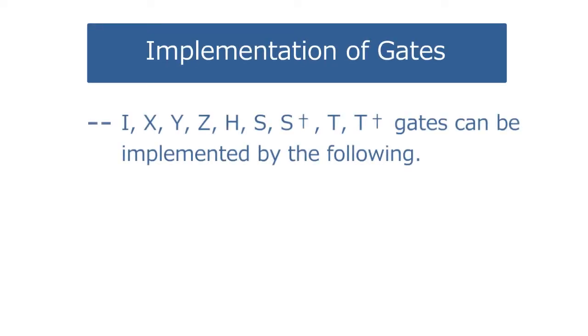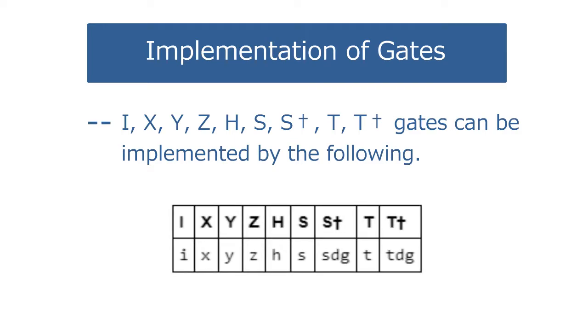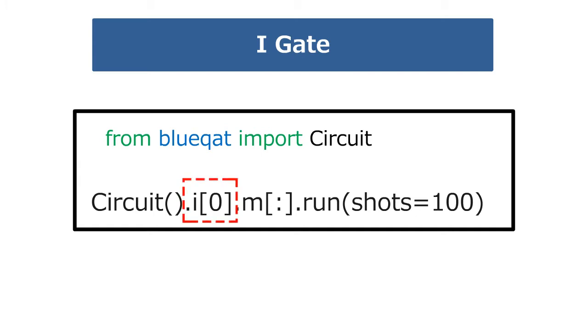Now we will learn about implementation of gates. HGate, XGate, YGate, ZGate, SGate, S plus gate, TGate, T plus gate can be implemented by the following. Now we will see about HGate. Here we use HGate, and if we run this code we will get the output as 0.